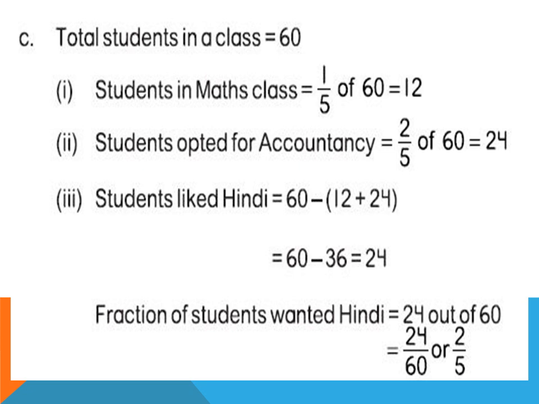Answer number 2, students opted for accountancy equal to 2/5 of 60. That means 2/5 into 60, which gives you 24. So students who liked Hindi will be 60 minus 12 minus 24, because 12 opted for maths, 24 opted for accountancy, so the remaining will be 60 minus 12 minus 24, which gives you 24. So the fraction of students who wanted Hindi is 24 out of 60. That means 24 by 60, or after simplification the answer will be 2 by 5.